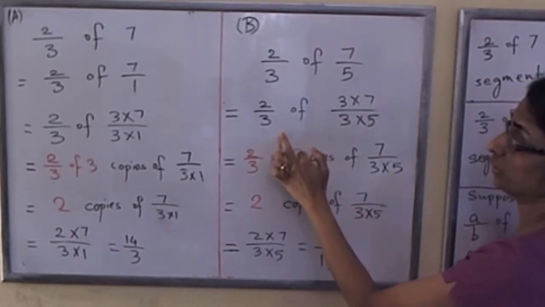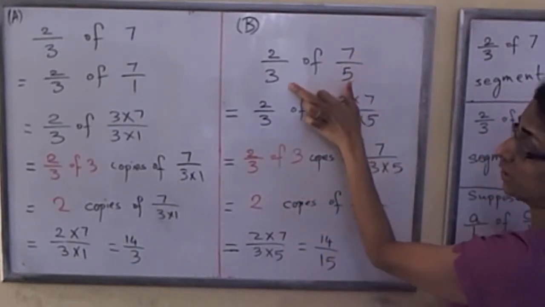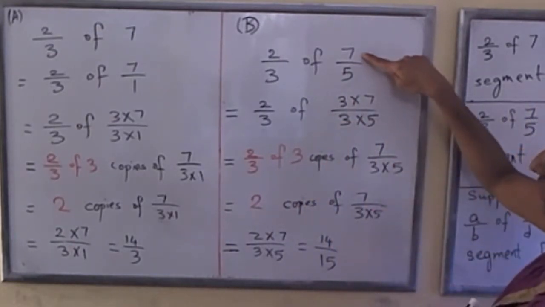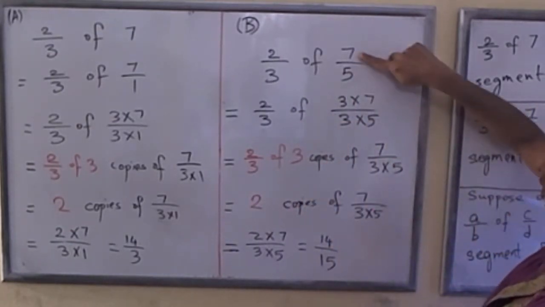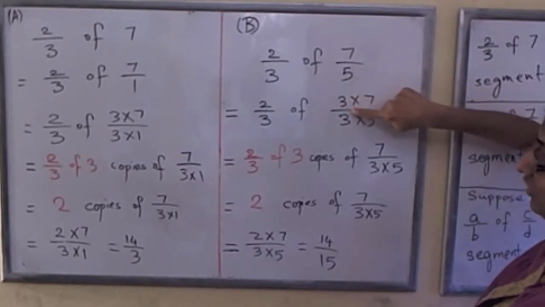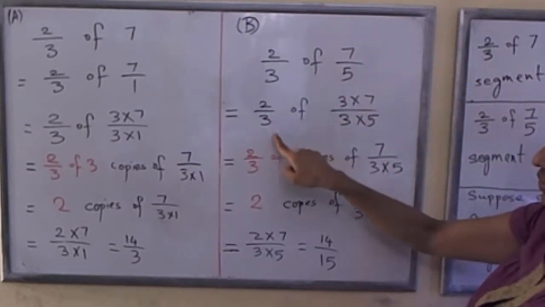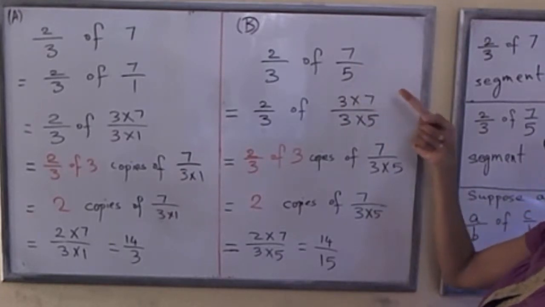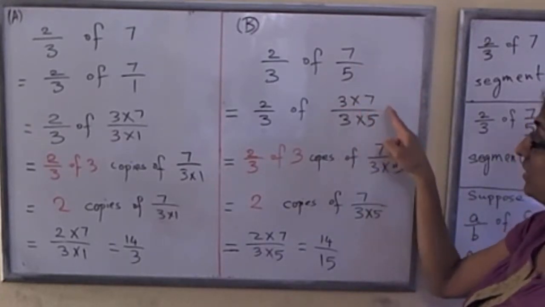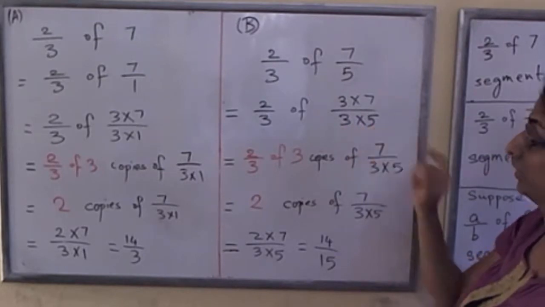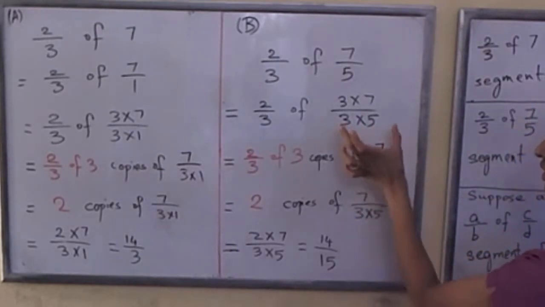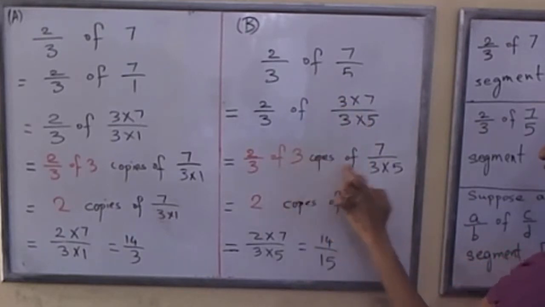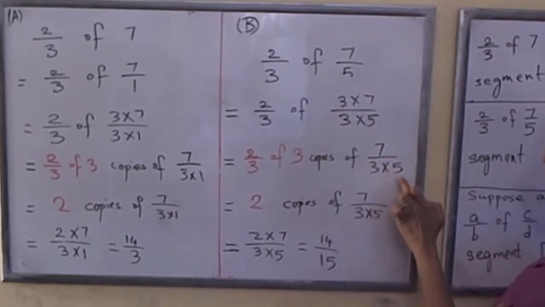So now what we do is we look at 7. 7 is not a multiple of 3. Using FFEF, we replace this fraction by this. We multiply the numerator and denominator by 3. So in this step I have 2/3 of, instead of 7 over 5, I replaced it by the equivalent fraction 3 times 7 over 3 times 5. And now once again I view this fraction as 3 copies of 7 over 3 times 5.